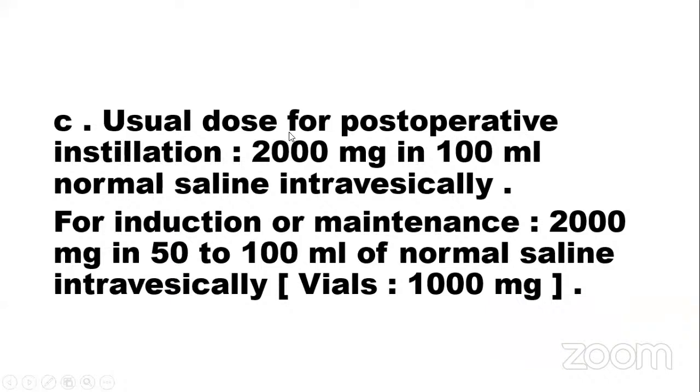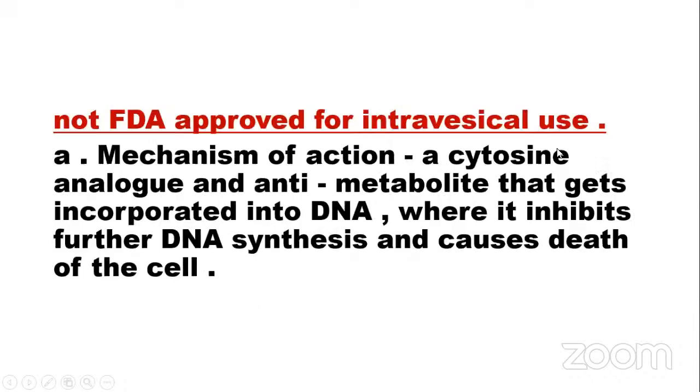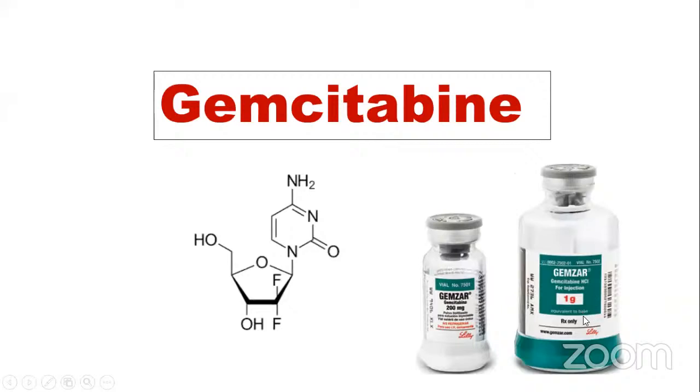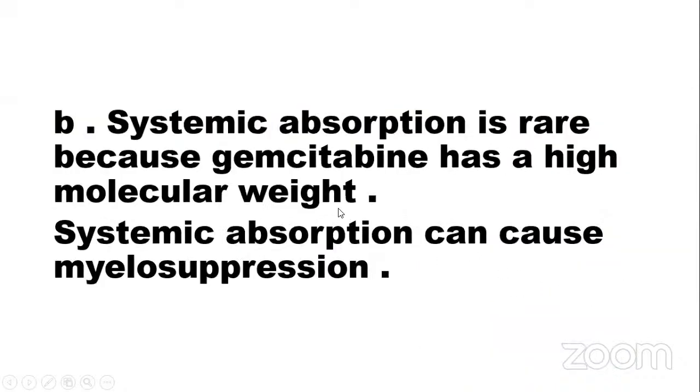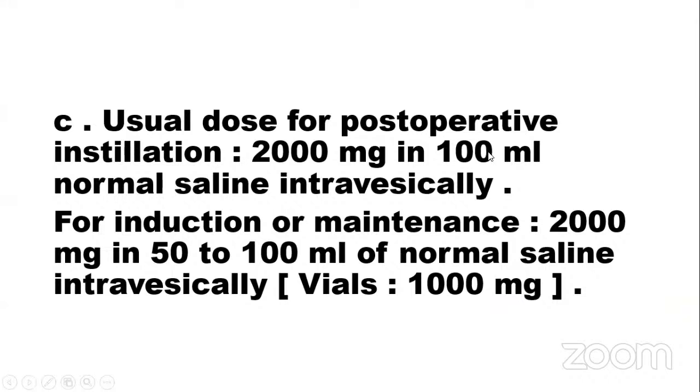As with mitomycin C. Usual dose for post-operative instillation is 2000 milligram or 2 gram in 100 ml. In this picture, we see that we have 1 gram in 50 ml, and 2000 milligram in 100 ml normal saline intravesically for induction or maintenance. 2000 milligram in 50 to 100 ml of normal saline intravesically.